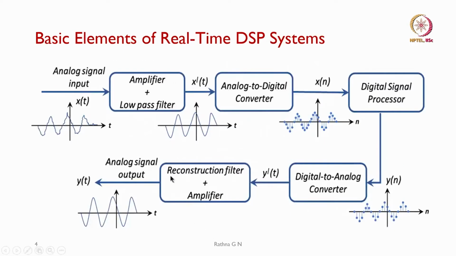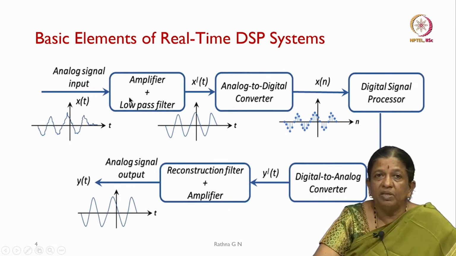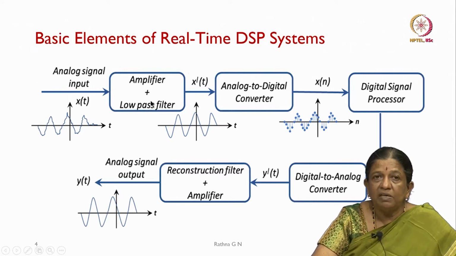So, having talked about so many advantages of digital systems, we will see what the basic elements of real time DSP systems are. If the input is an analog signal, it varies both in time as well as amplitude, which is represented as x of t. If the amplitude is very low, then we may have to do a little bit of amplification, and then to curtail the frequency components present in the analog signal, we have to pass it through the low pass filter. We call it, in the analog domain, the anti-aliasing filter.